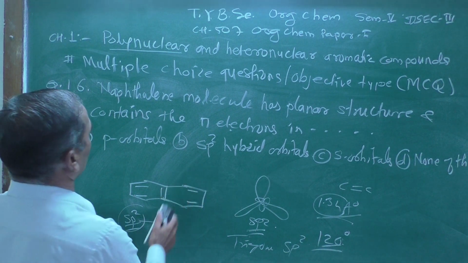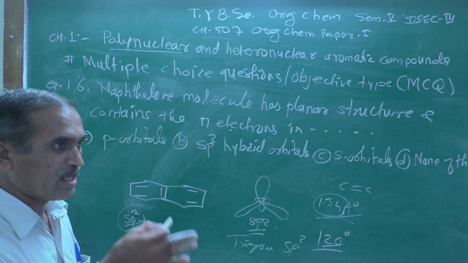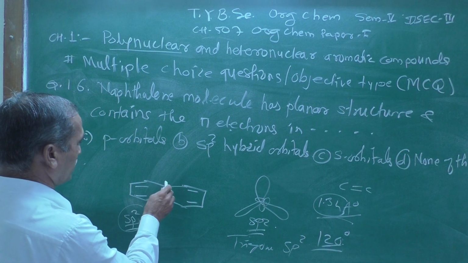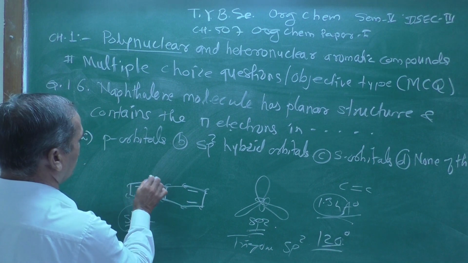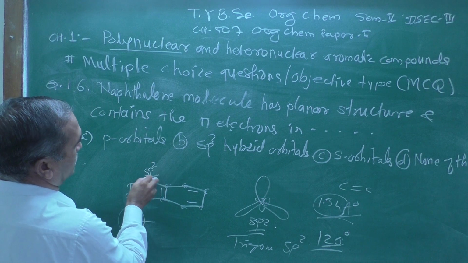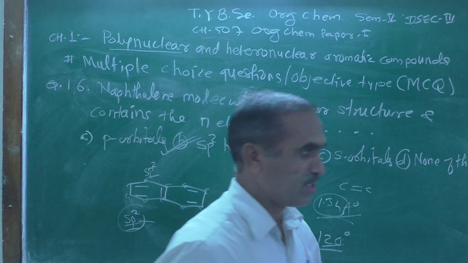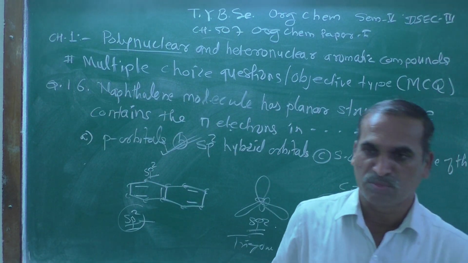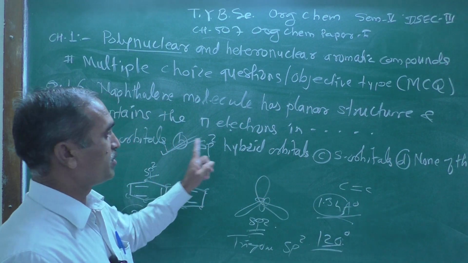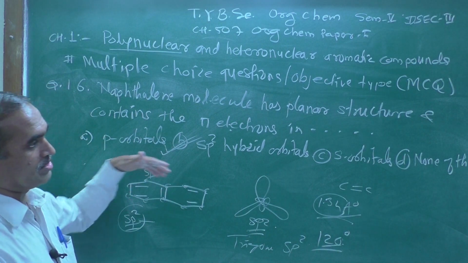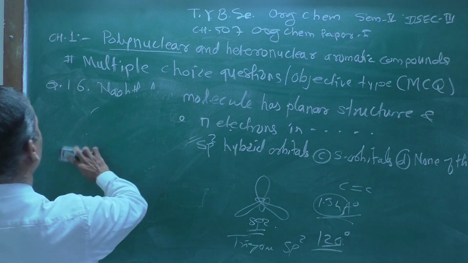Here in naphthalene, every carbon atom is involved in a double bond, and therefore each carbon atom in naphthalene has sp2 hybrid orbitals. So the right answer here is sp2. In this way, with the justification, most of you know why I am choosing alternative B, sp2 hybrid orbital. This was question number 16.